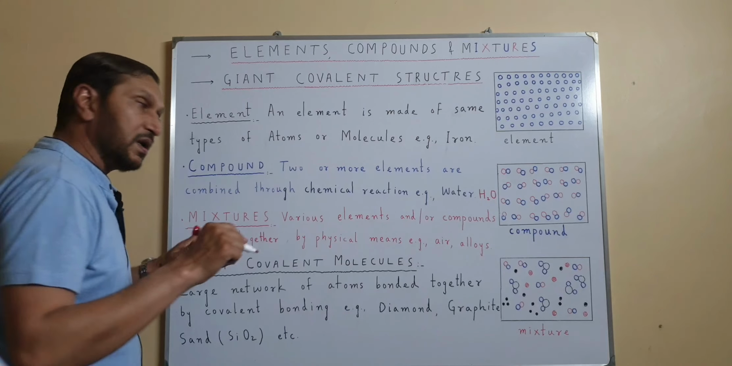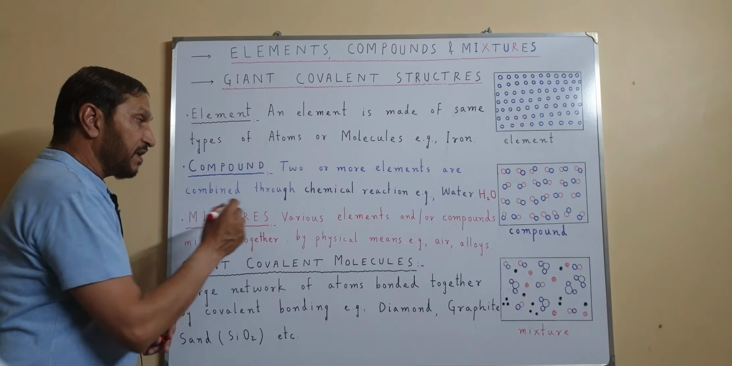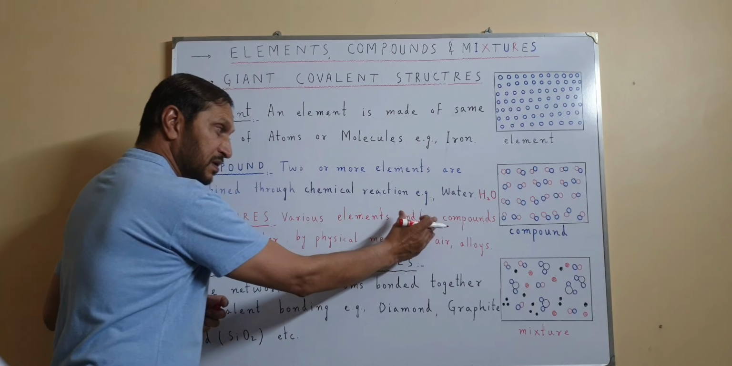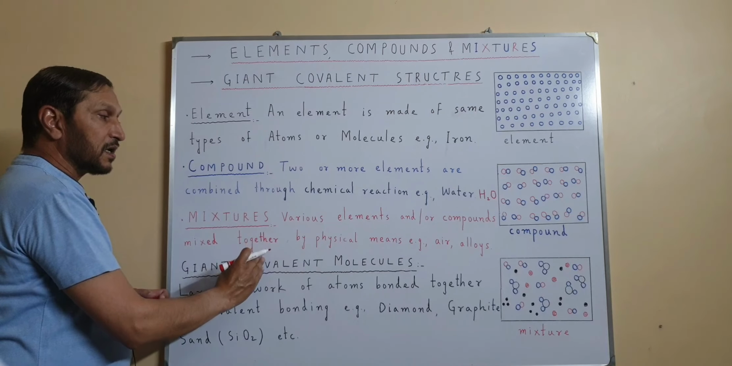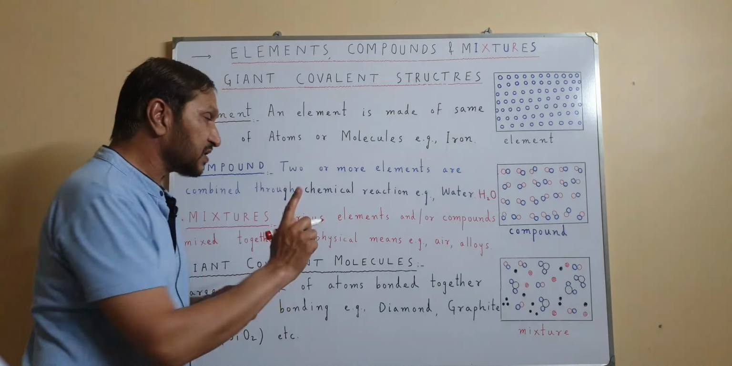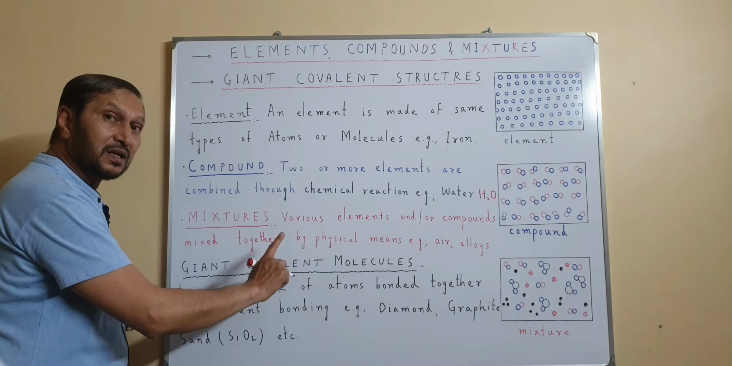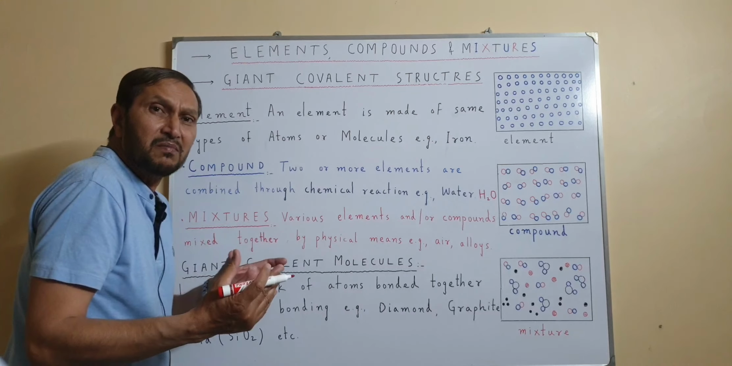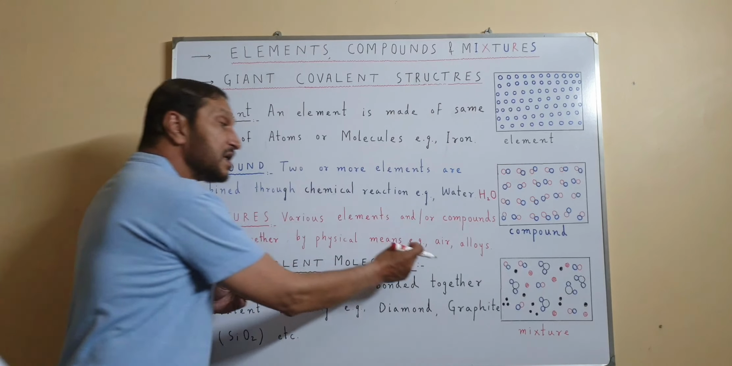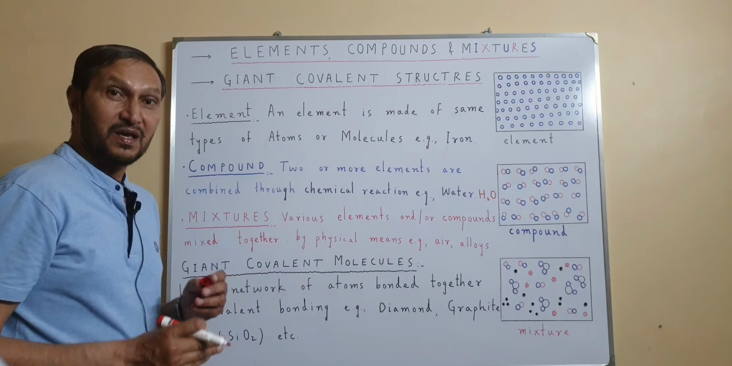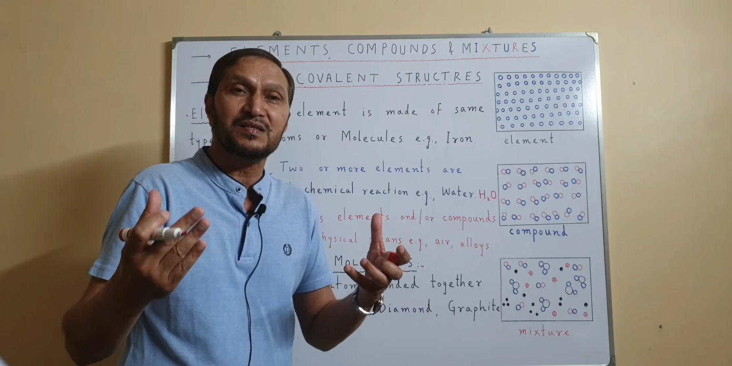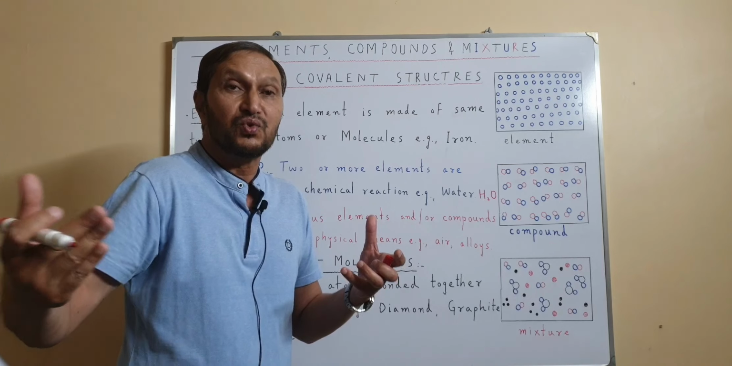And now come to mixtures. When various elements or various compounds are mixed together just by physical means, not by chemical means, just physically, not chemically, then they form mixtures. For example, air is a mixture. Air is a mixture of nitrogen and oxygen and carbon dioxide and other gases and sometimes water vapors as well. So air is a mixture.